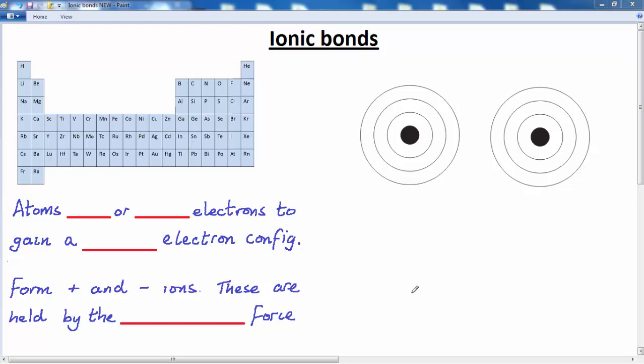In the next two lessons we're going to look at ionic bonds. In this lesson we're going to look at how ionic bonds are formed, and in the next lesson we're going to look at the properties and characteristics of ionic compounds.